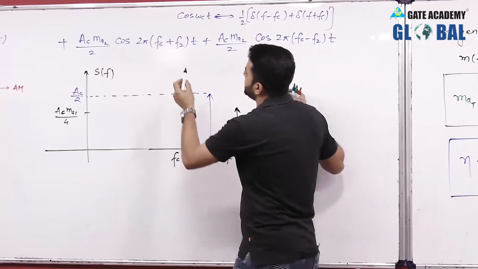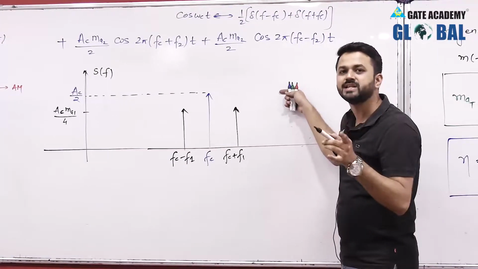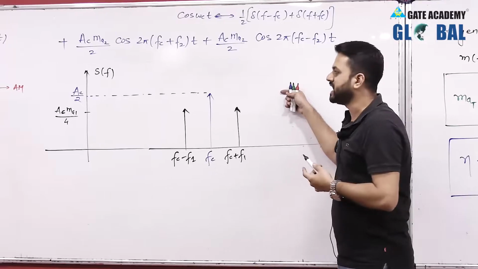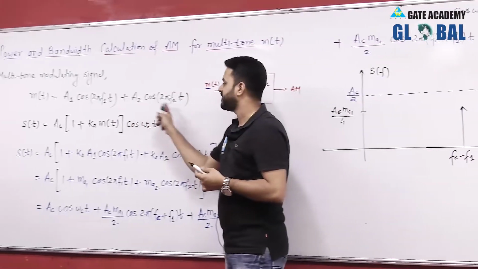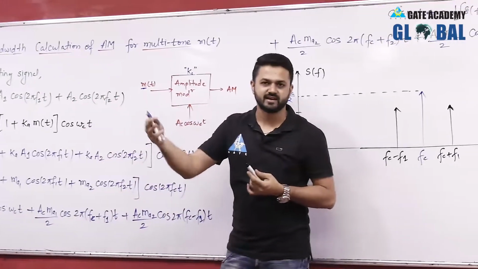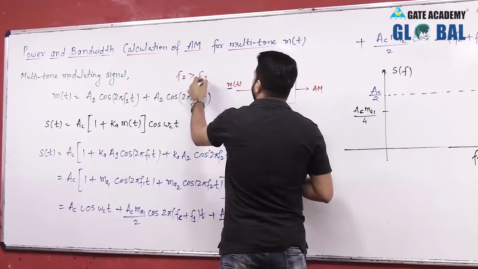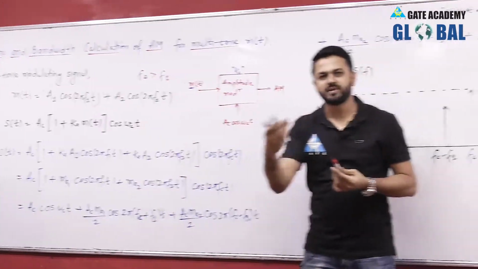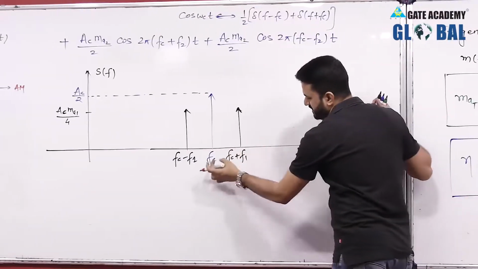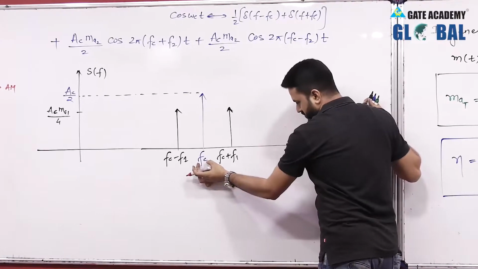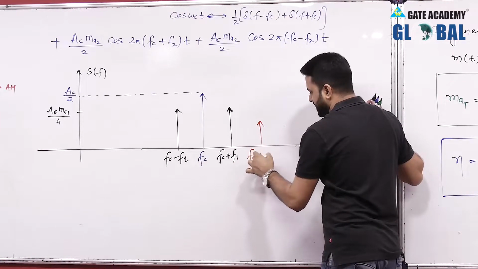Now the next component is cos 2 pi (fc plus f2). If we take the Fourier transform, we get an impulse at frequency fc plus f2. There are two frequency components, f1 and f2, so one will be higher than the other. So we are assuming that the frequency f2 is greater than f1, because both are different. So if f2 is greater, then if we add f2 to fc, we get an impulse at fc plus f2.